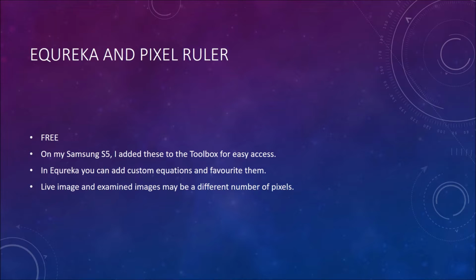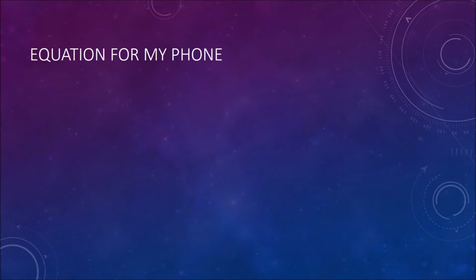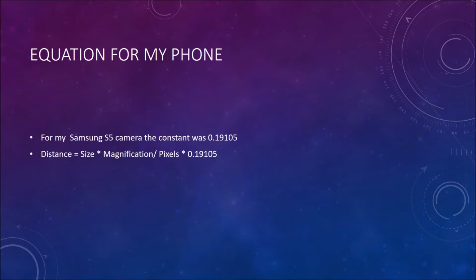A live image and examined images may be different number of pixels. This would mean that you would potentially need different constants depending on how you're looking at your image. For my phone, a live image and say a screenshot of a video are actually completely the same scale, so it's great. I only need the one constant here. The equation for my phone gave me a constant of 0.19. I can use that in this equation: distance equals size times magnification divided by the number of pixels times my constant.